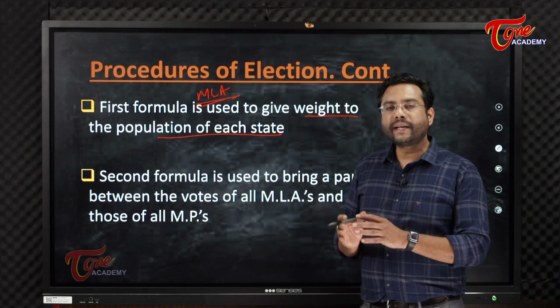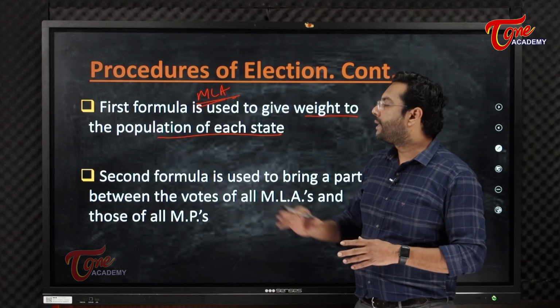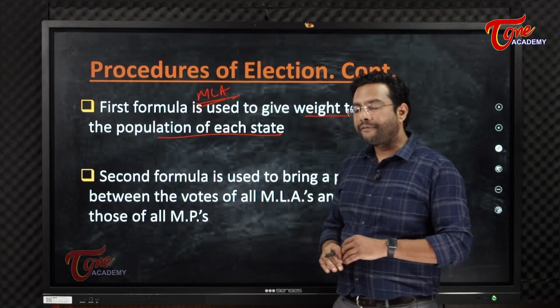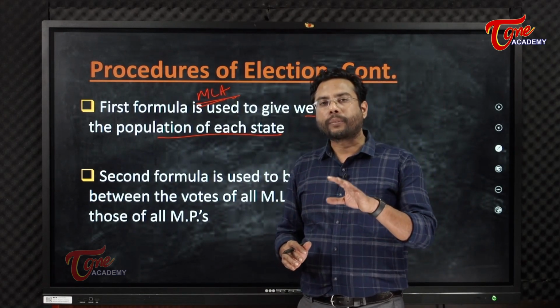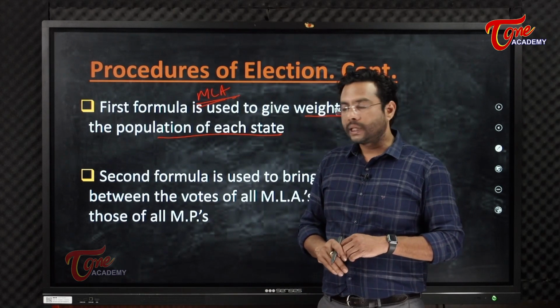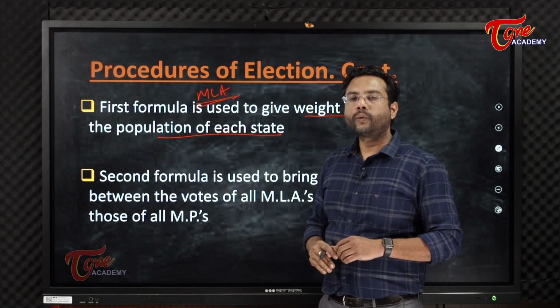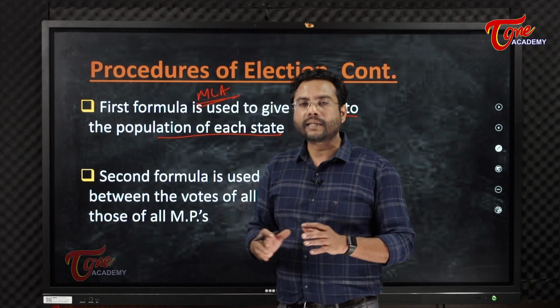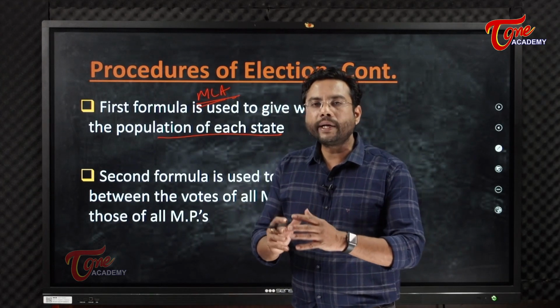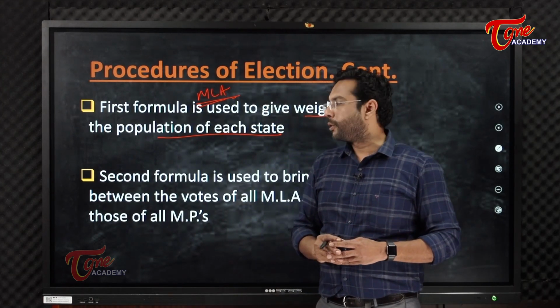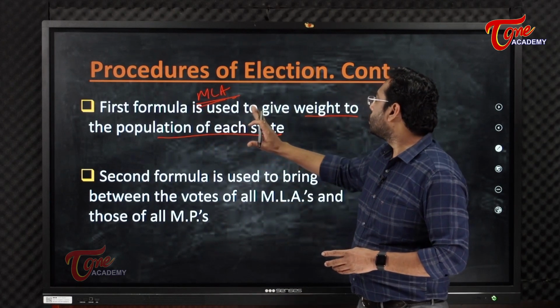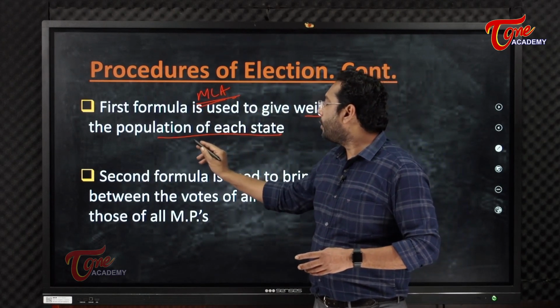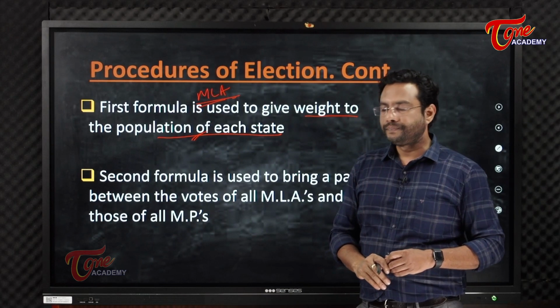Then we have smaller states also, like the northeastern states, Sikkim, Nagaland. We have states like Goa also with very less population. So to give weightage to such states, we derive this formula. So every state should have an equal proportionate representation, and that is why we use this formula, to ensure that all states are represented according to the proportion of their population. So the first formula is used to give weightage to the population of each state.